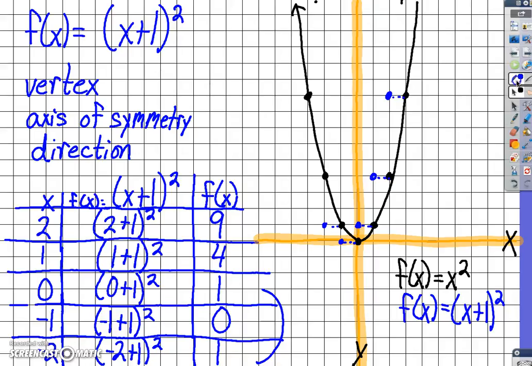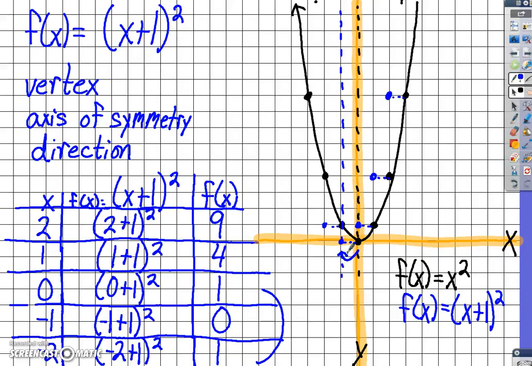Notice that our vertex before in our parent function was simply right over here for that one. But now that we've looked at this one, notice where our lowest point, our vertex, is scooted over here. We moved our vertex. Our vertex came over here one space. So what's happened? All of our values are just one away.